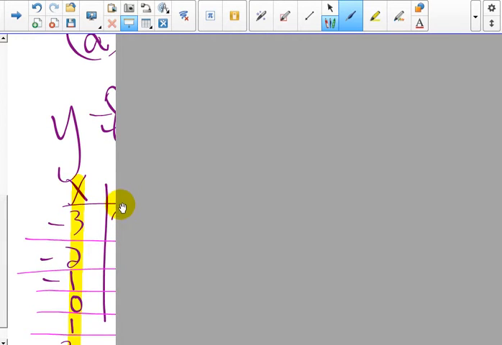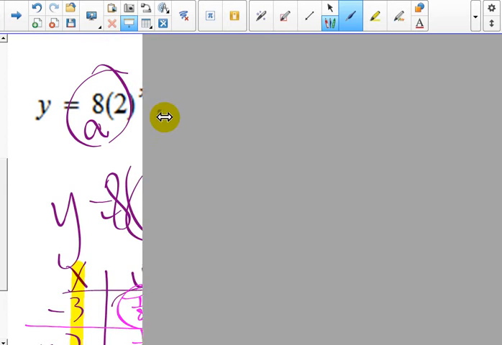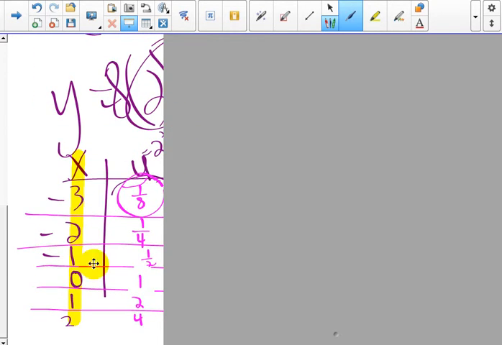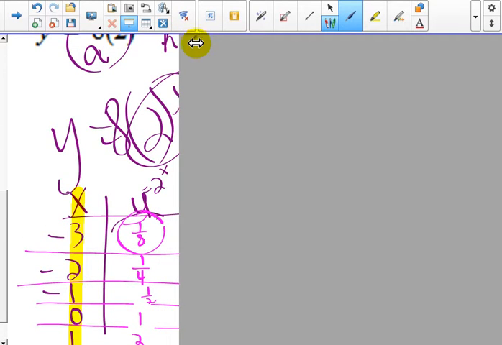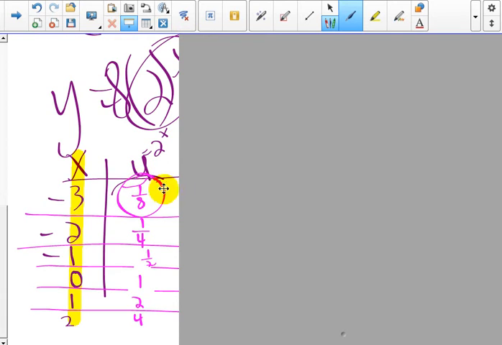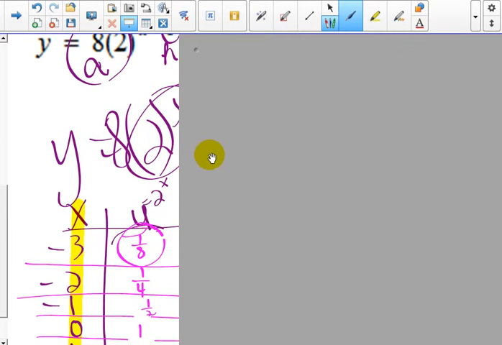So our parent function is 2 to the x power. So 2 to the negative 3 power becomes 1 over 2 cubed, right, which is just 1/8. Okay, so this is our 2 to the x power. So when you input a negative 2, you're going to get 1 over 2 squared, which is 1/4. Then 2 to the negative 1 power is 1/2. 2 to the 0 power is 1, 2 to the first power is 2, and 2 to the second power is 4. So there we've got the parent function calculated.